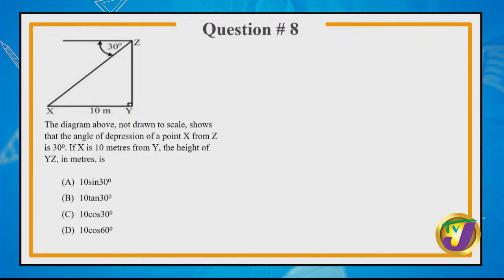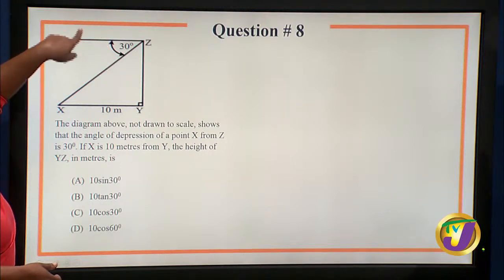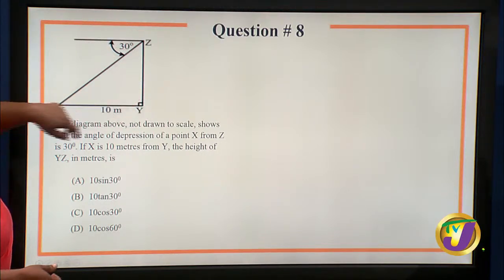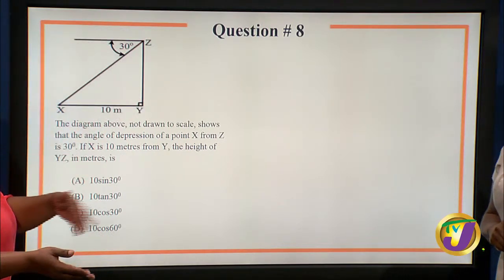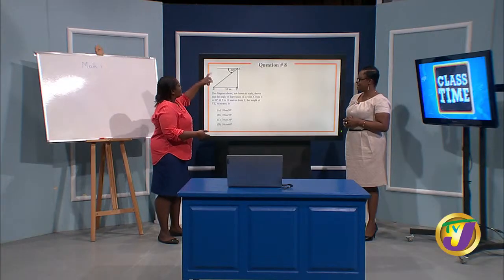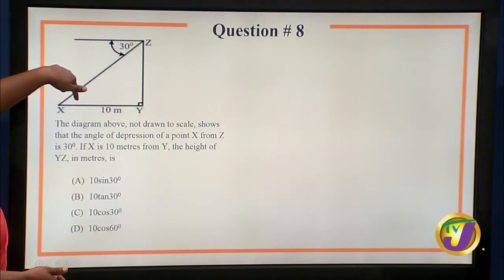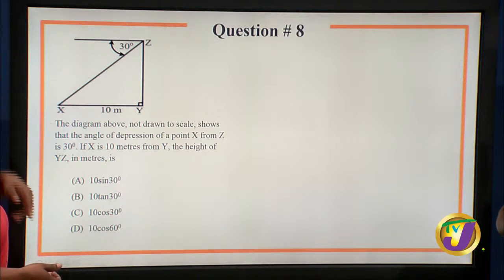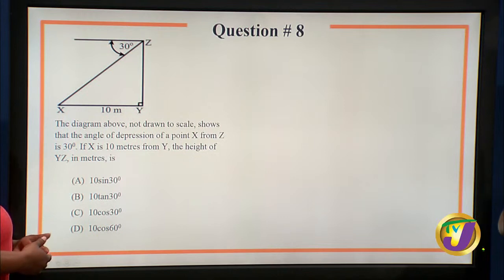So if this angle here is 30 degrees, then we can see alternate angles being formed. I remember a question we did before. Alternate angles are equal. So if this is 30, the angle at X right here will also be 30 degrees. So there is another piece of information that we would have garnered from the question.